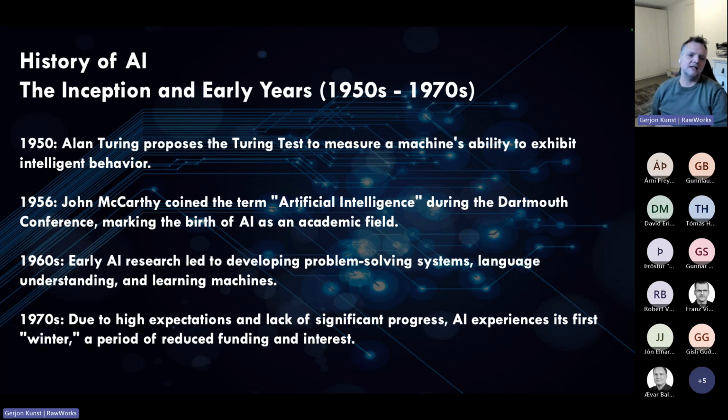Well, if you look back at the history of AI, you have 1950, where Alan Turing proposed his Turing machine, with the Turing test. It was a machine's ability to exhibit intelligent behavior. So that's 1950. That's almost 80 years ago.